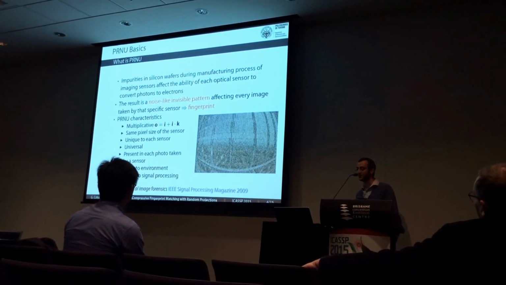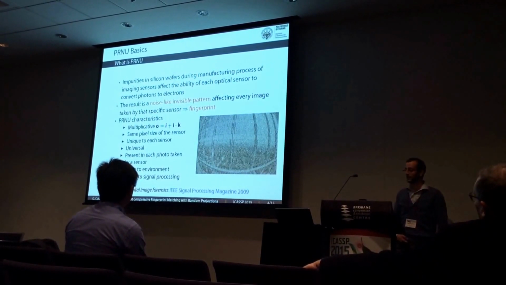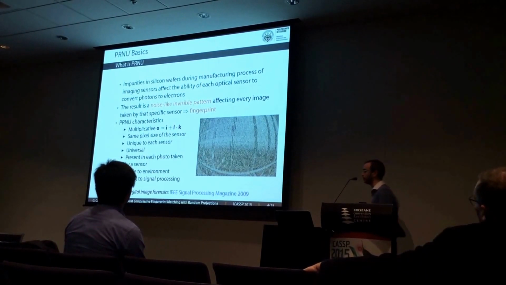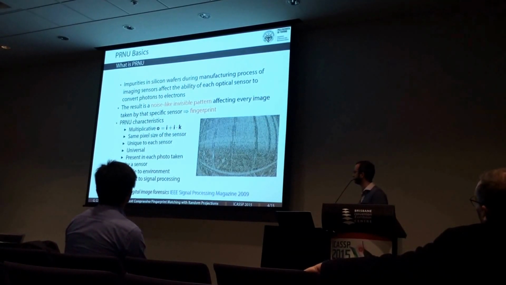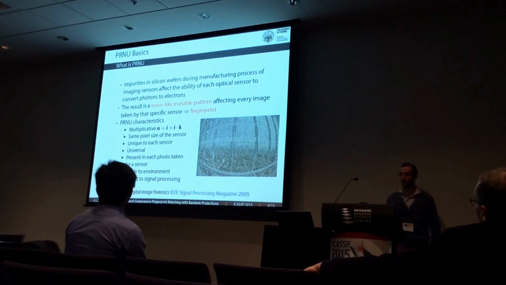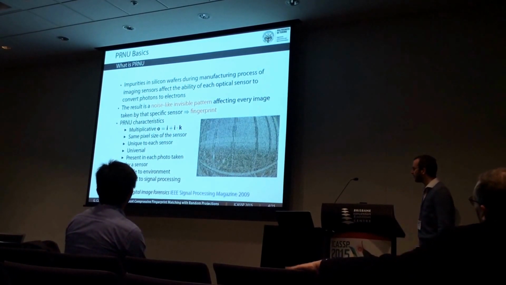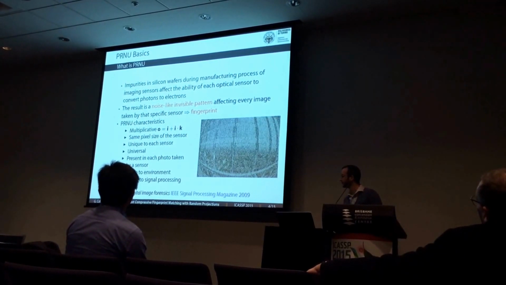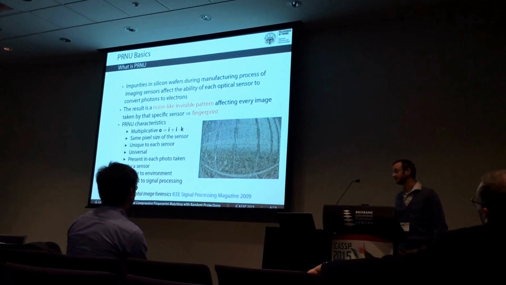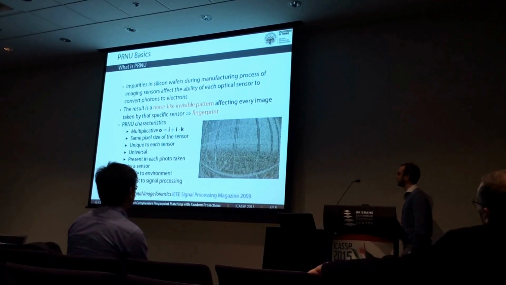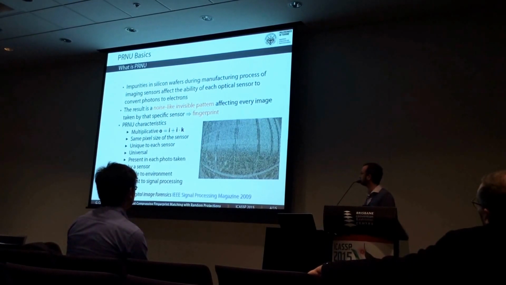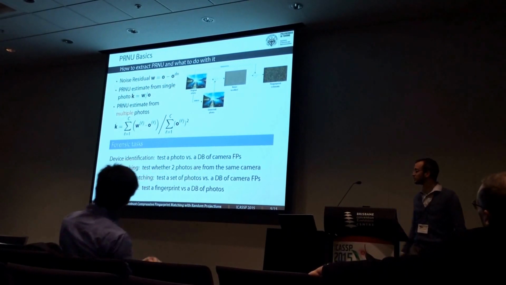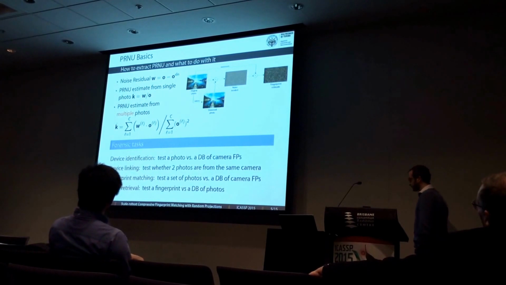And it is present in each photo taken by the sensor itself, except of course for the completely dark ones, due to the multiplicative nature of the PRNU. It is quite stable to environmental conditions, and it's robust to some kinds of signal processing. So this is something that is really easy, let's say, to use to implement those forensic tests I was talking about. So let's see how the PRNU can be extracted from a picture or from a group of pictures.